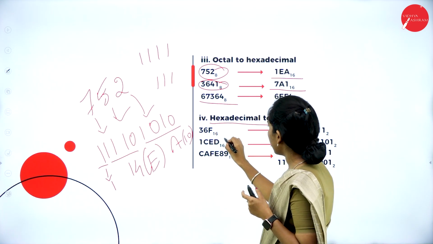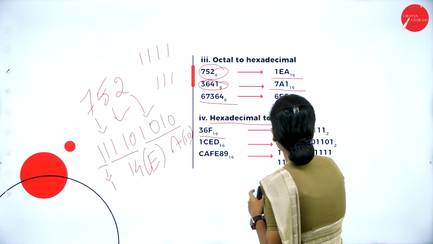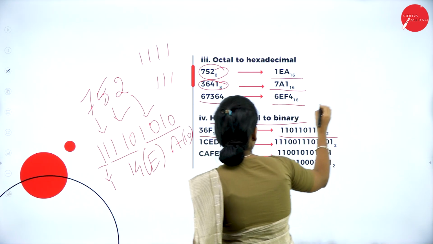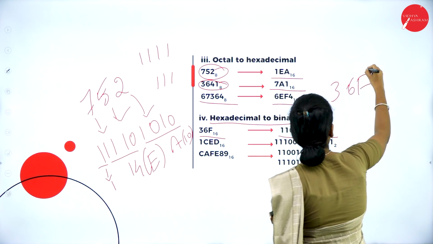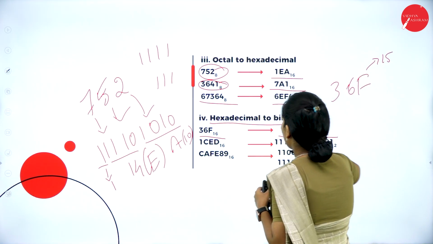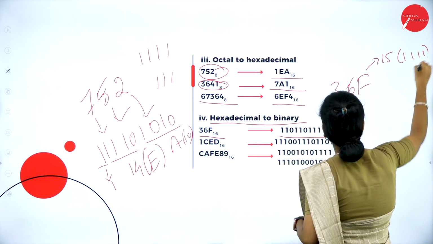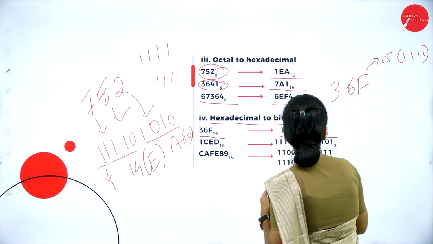Hexadecimal to binary. They have given the hexadecimal value 36F. I have to convert it into binary. It will be easy, right? Why? Because in 36F, F is 15. So 15 I can write as 1111. From hexadecimal I have to convert into binary, right?